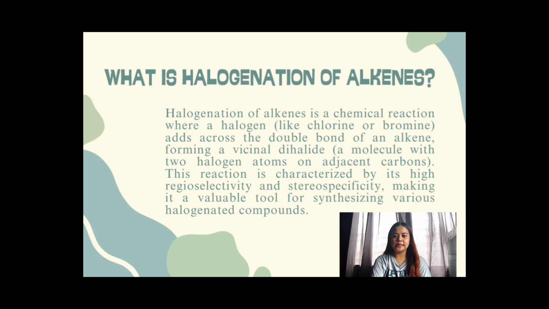Halogenation of alkenes is a chemical reaction in organic chemistry involving the addition of halogens like chlorine, bromine, or iodine across the carbon double bond. This reaction is characterized by its high regioselectivity and stereospecificity, making it a valuable tool for synthesizing various halogenated compounds.